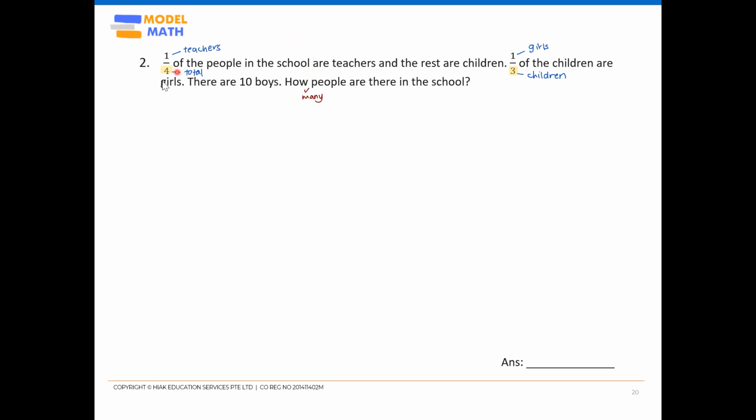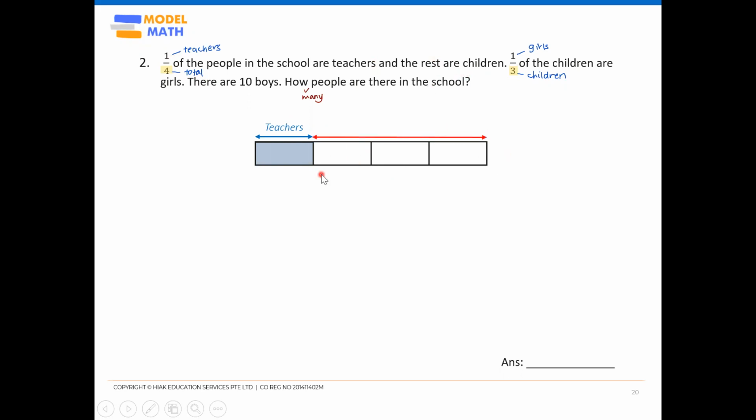So what we should be doing is drawing a model first. We have to start off with drawing the total 4 units. Out of 4 units, what we know is that 1 unit represents teachers. Make sure you label that down. Now, the rest are children. So where are the rest? The rest, of course, have to be the remaining 3 units here. Let's label that children.